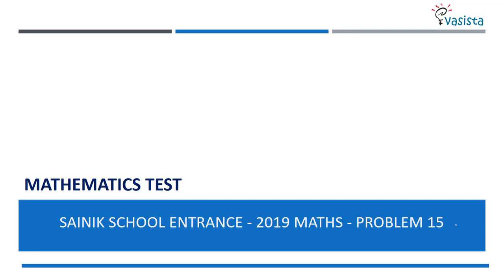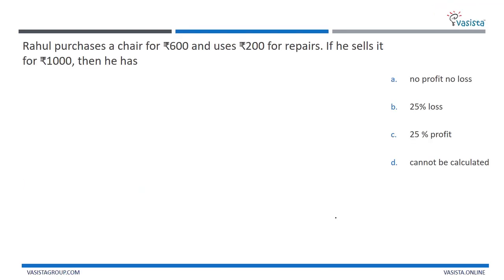Right, let us start solving the 15th one. This problem is also based on profit and loss. Rahul purchases a chair for 600 rupees and spends 200 rupees on repairs. If he sells it for 1000, then they have given 4 options: no profit, no loss; 25% loss; 25% profit; cannot be calculated. Let us check it out here.